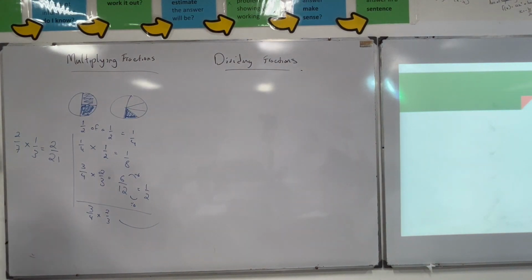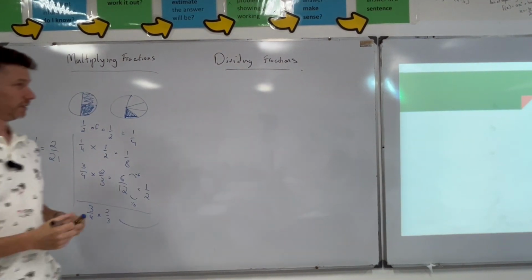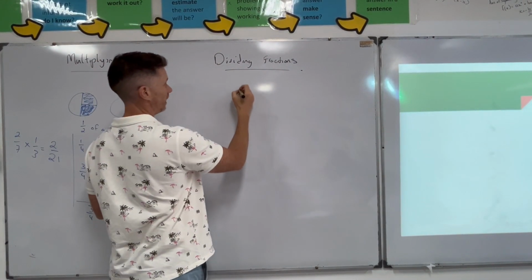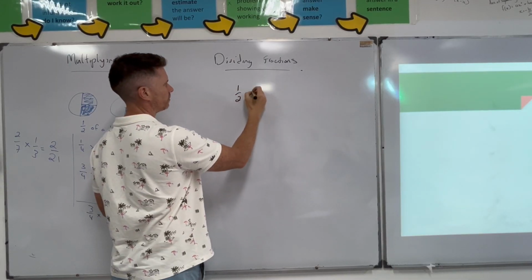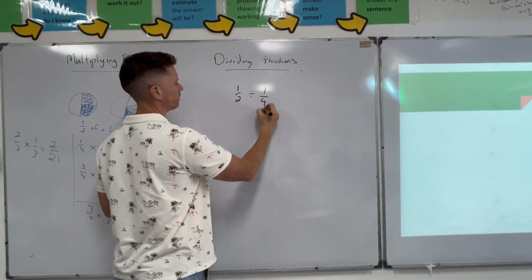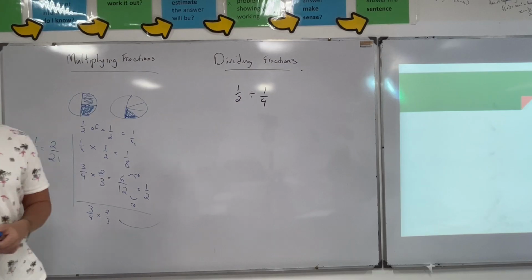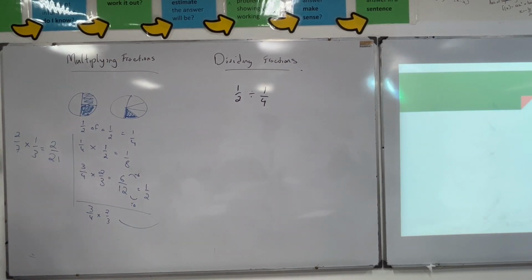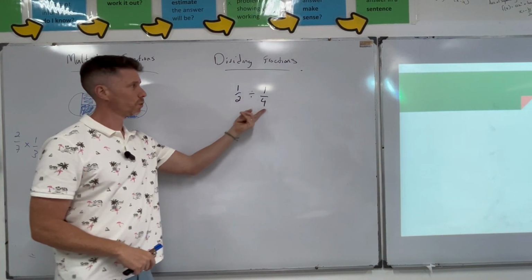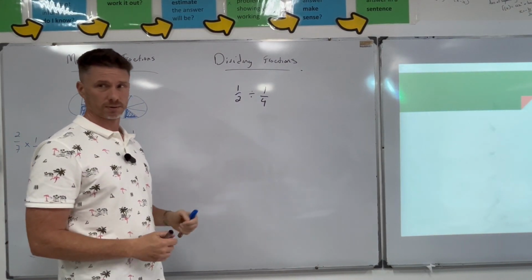How do we divide fractions? So what's a half divided by a quarter? What is a half divided by a quarter? Another way of thinking about this question is, how many times does a quarter fit into a half?